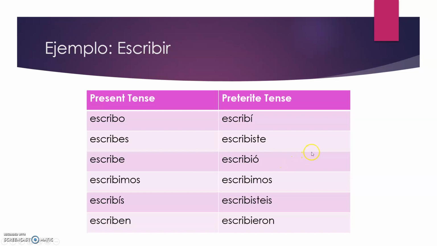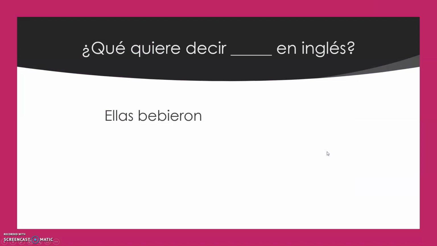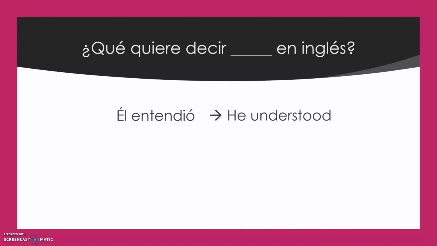Let's see some more examples and see if you can figure out what they mean. ¿Qué quiere decir ellas bebieron en inglés? That is, they drank one time or a specific number of times in the past. How about él entendió? That means he understood in the preterite tense.